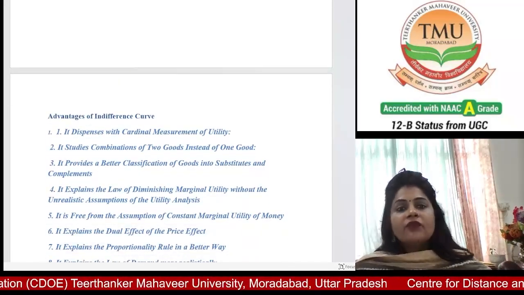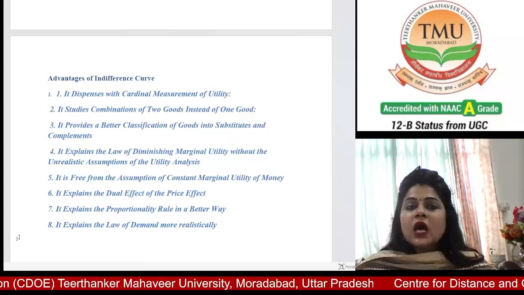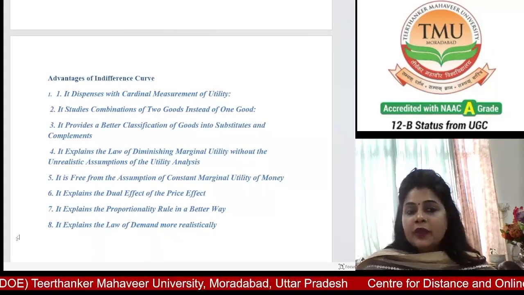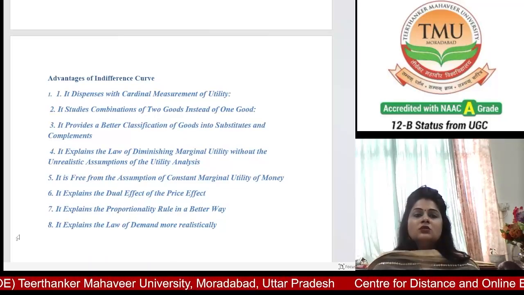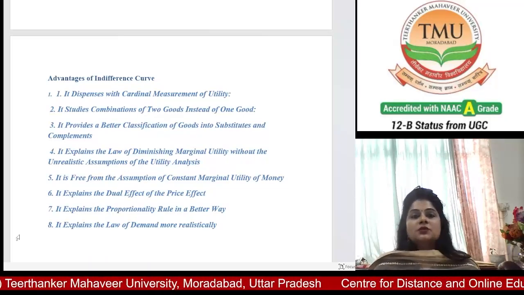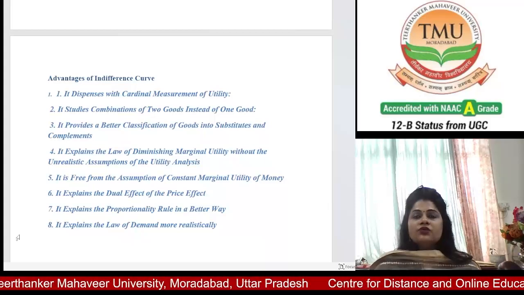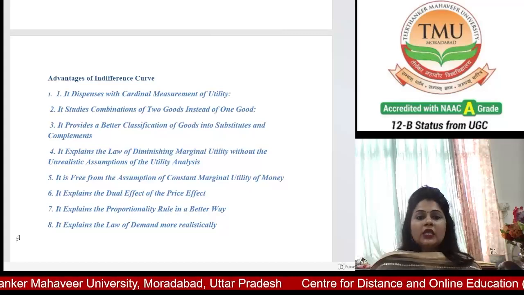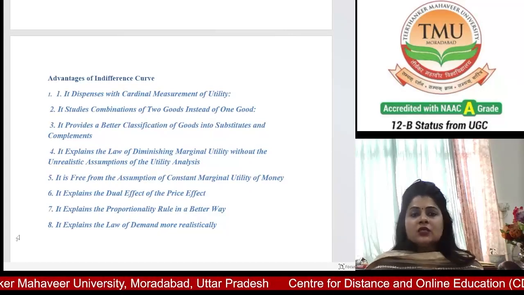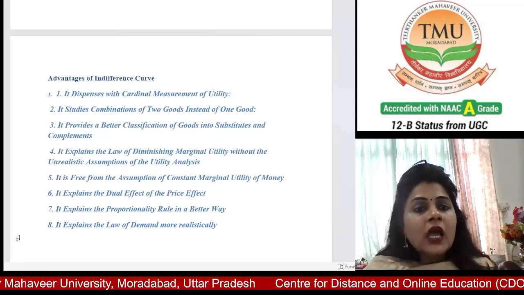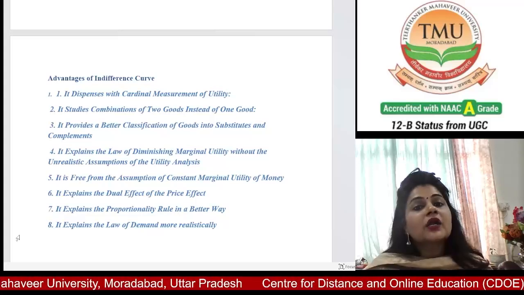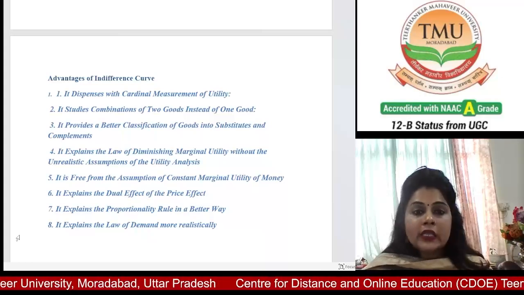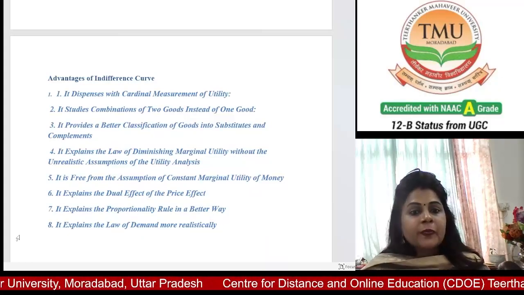Next, the advantage of the indifference curve is that it provides a better classification of goods into substitutes and complementaries. First of all, what are substitute goods? Substitute goods are goods where we can use another good in place of one good, such as tea and coffee, or Coke and Pepsi. And complementary goods are goods which are dependent on each other, such as car and petrol, ink and pen, bread and butter.